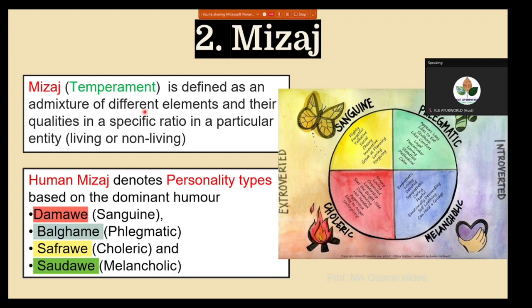Basically, this mizaj comes into existence when different elements are admixed, and as a result their qualities in a specific ratio give rise to one particular kind of mizaj. And this mizaj is there in all living and non-living beings. Based upon the concept of the mizaj, in the Unani system of medicine the personalities of human beings have been categorized into four: Damavi mizaj, Balgami mizaj, Safravi mizaj and Saudavi mizaj. And the Unani system pays much attention to the mizaj of the patient, the mizaj of the disease and the selection of the drug based upon the mizaj to treat certain conditions.